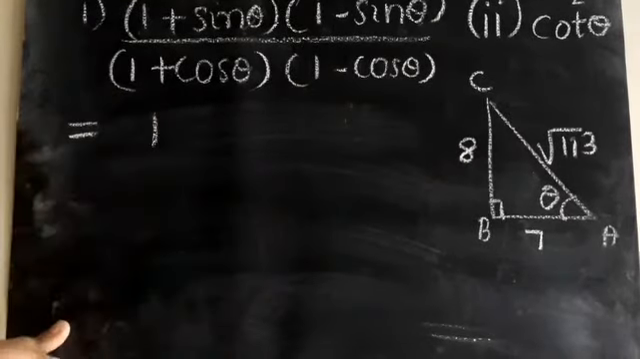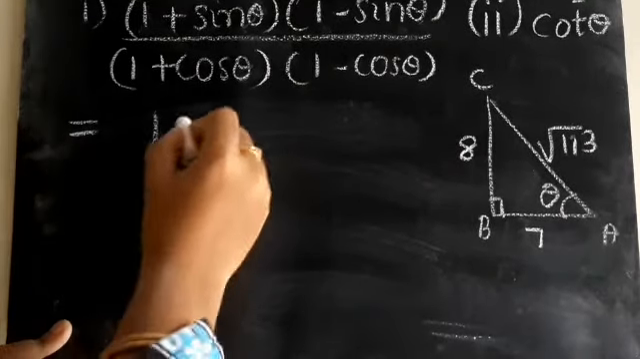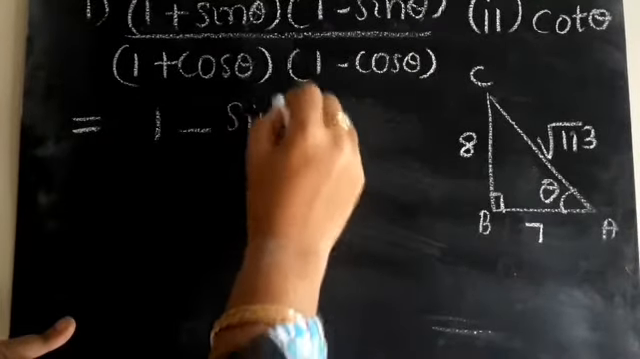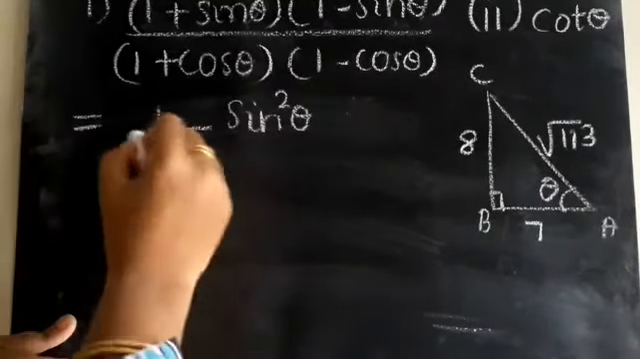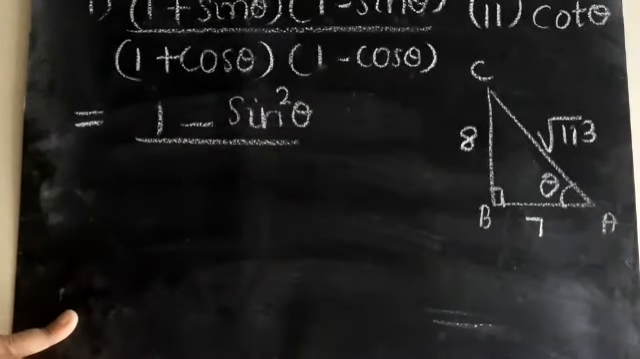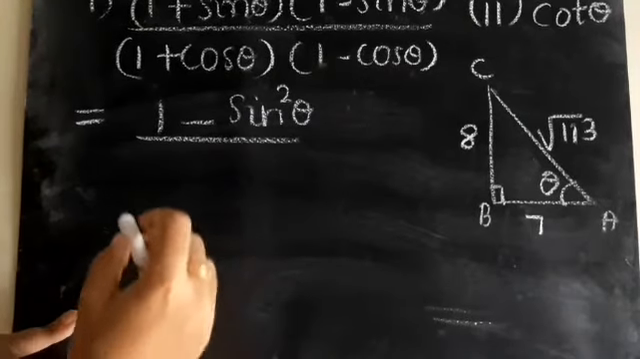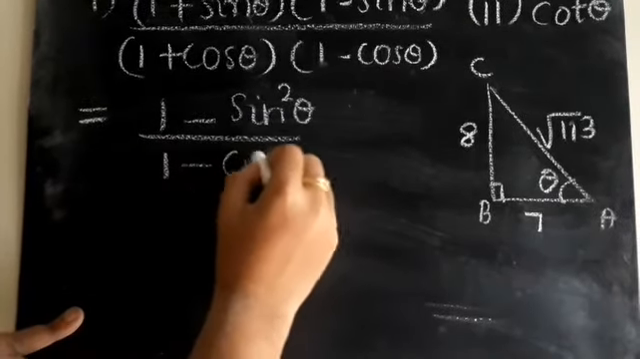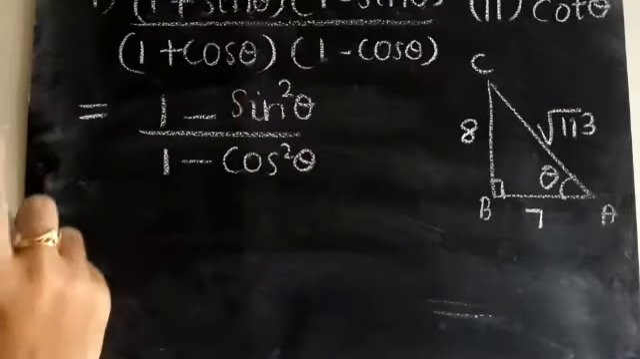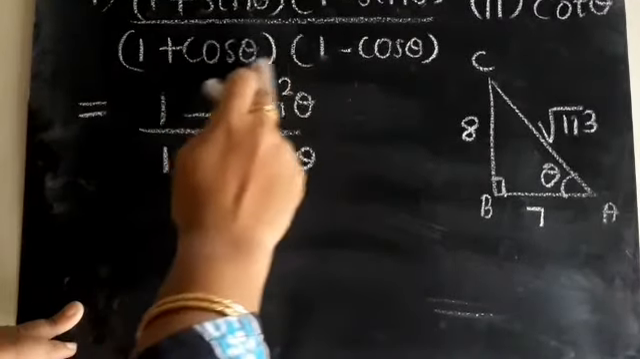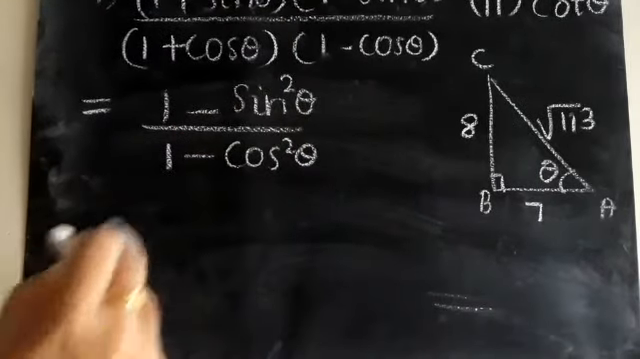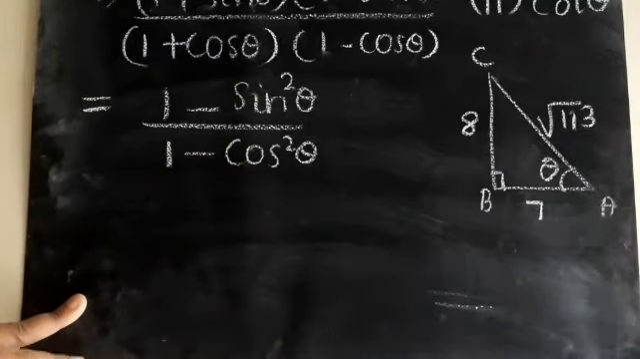So what is a square? 1 square, which is 1 itself, minus b square, which is sin square theta. Similarly, this one, (1 plus cos theta)(1 minus cos theta), again is in the format of (a plus b)(a minus b). There also you can use the identity, it becomes 1 minus cos square theta. So instead of calculating the original expression, you have to calculate 1 minus sin square theta divided by 1 minus cos square theta.